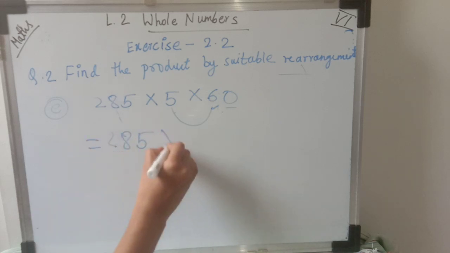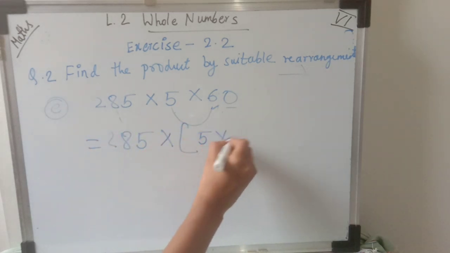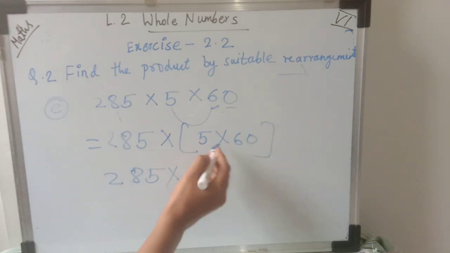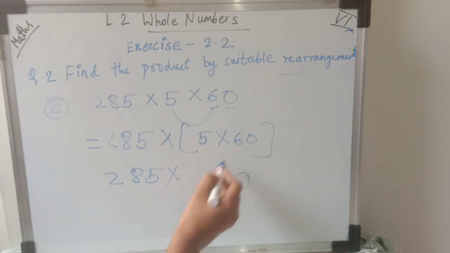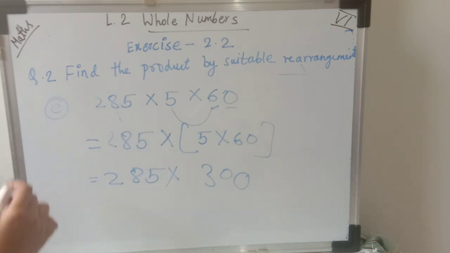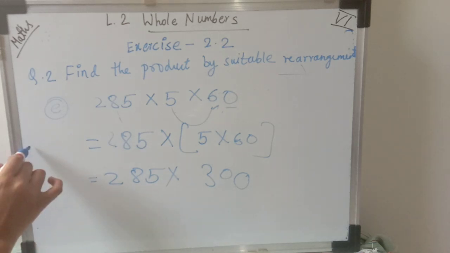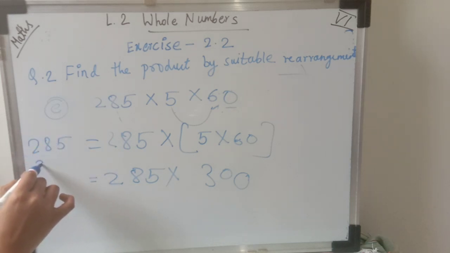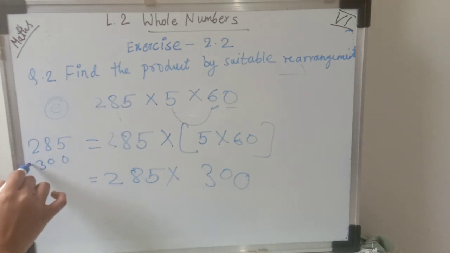So here, 285 write as it is, and in bracket 5 multiplied by 60. So 285 multiplied by 5 zeros are 0, 5 6s are 30. So we got the answer 300. Now it is very easy to do the multiplication. So here for your understanding I am doing the multiplication vertically: 285 multiplied by 300.